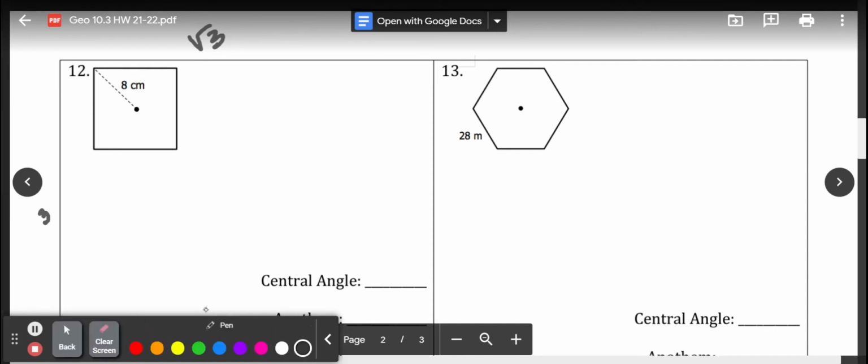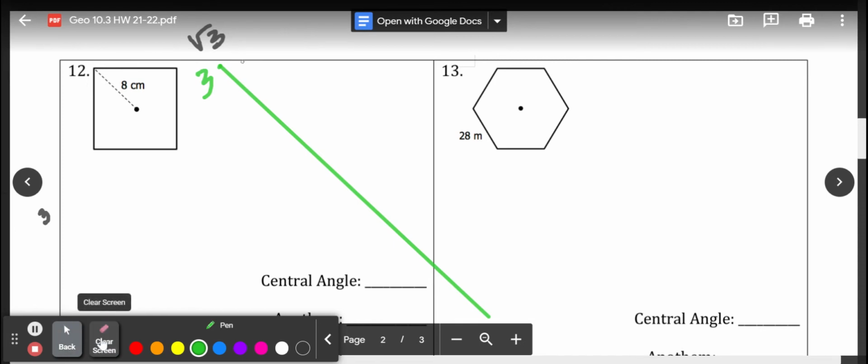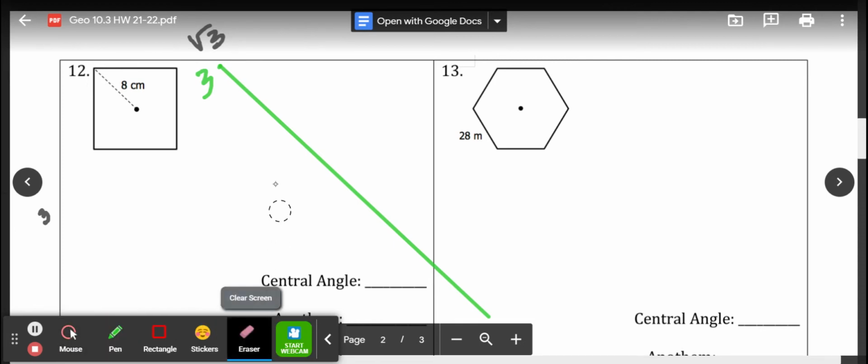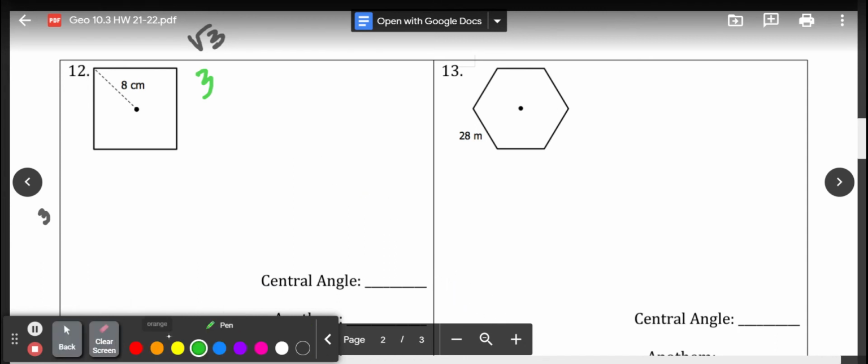All right. So let's get our central angle. So 360, we have 4 sides. I'm afraid if I hit clear screen, I'm not going to like that. So I'm just going to erase this. Okay, so 360 divided by 4. That should be, I want to say it's 90. Like really positive. It's 90. It is 90.